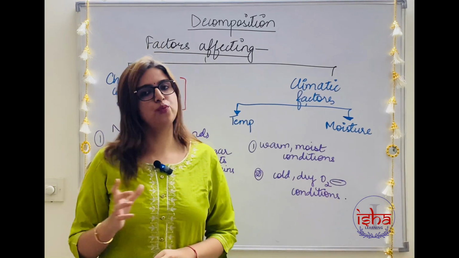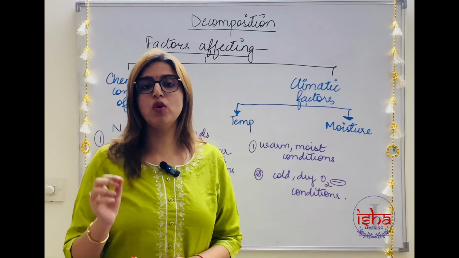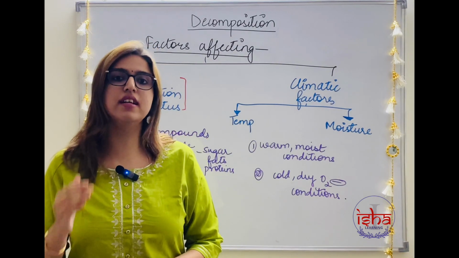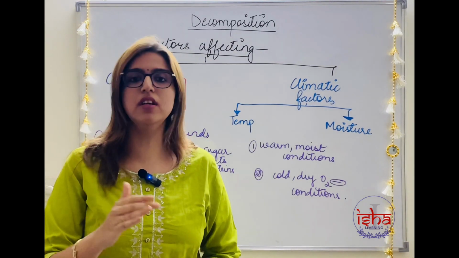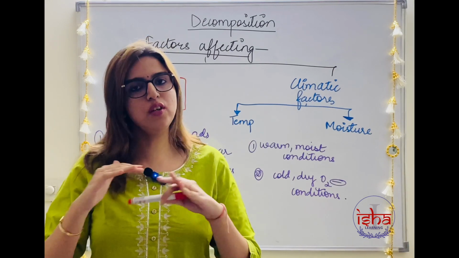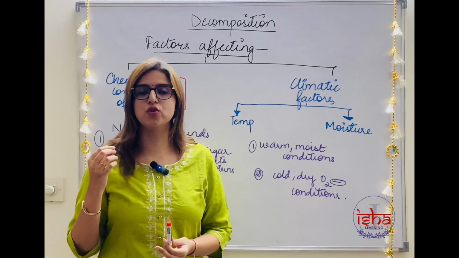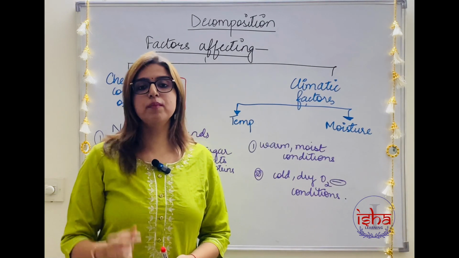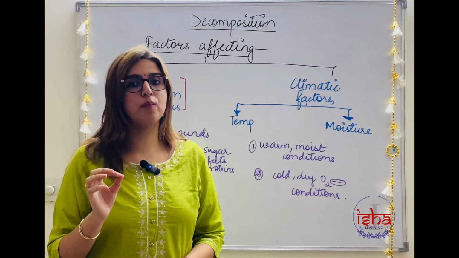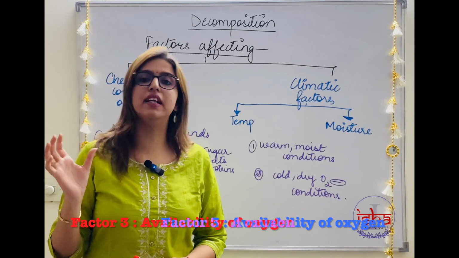Let's say chitin has to be broken down. An enzyme called chitinase will be involved. The enzyme is going to act better at the room temperature, at the normal temperatures. So the breakdown process is also going to be faster. Also, an important factor that affects decomposition is the oxygen availability.